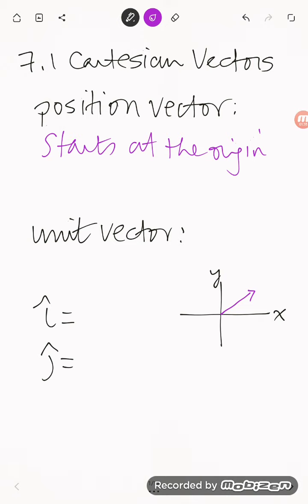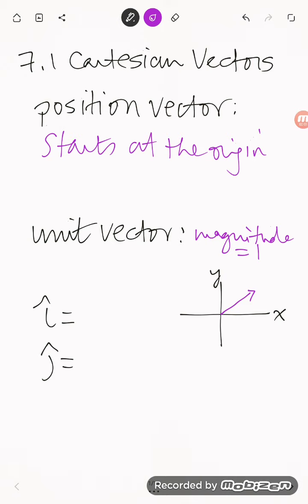A unit vector is just any vector that has magnitude equal to 1. What that means is that we can turn any vector into a unit vector by dividing it by its magnitude, and I'll show you that a little bit later after we talk about how to find the magnitude for a Cartesian vector.